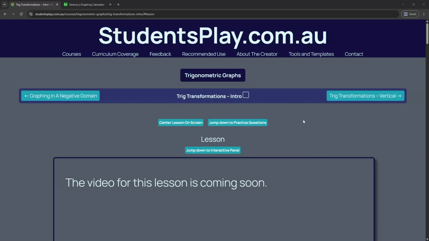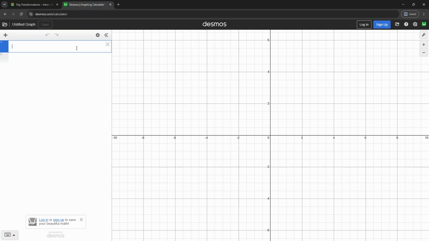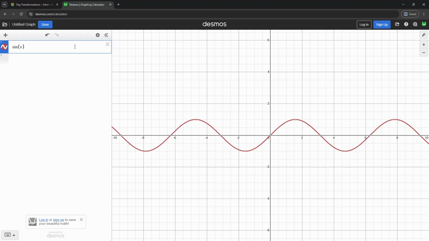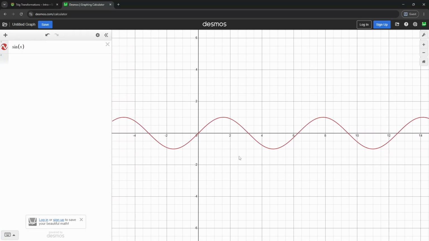This lesson is about trig transformations. Let's jump down to the interactive panel here. But I want to explain something before we start. The previous lessons were about our trig functions, so sine of x, and what happens when we graph it and we look at what happens over time.